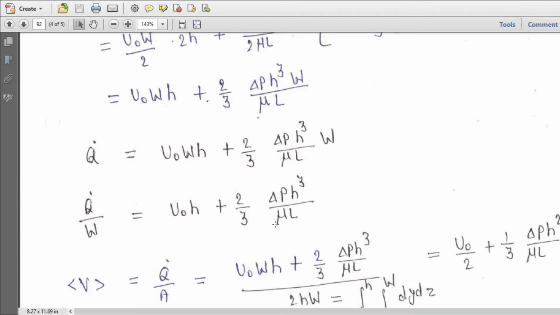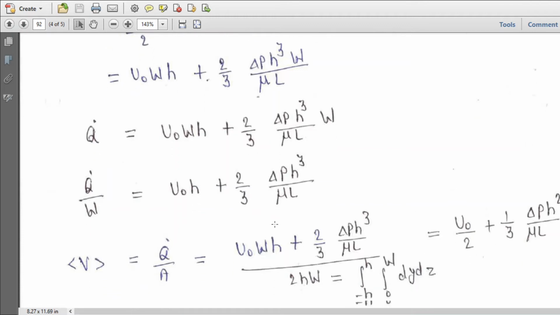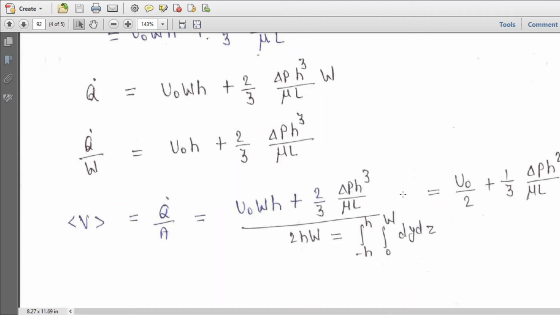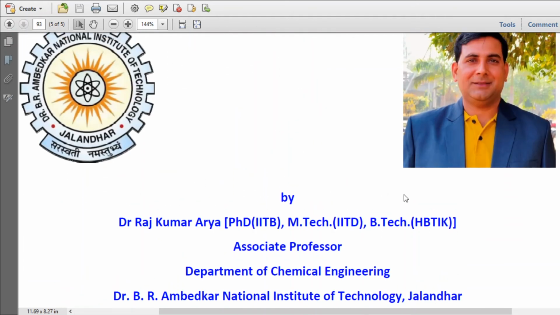From here we will get the average velocity. Average velocity is Q by A. We already have the width, so we divide by 2H here. So we get the average velocity: U naught by 2 plus 1 by 3 delta P H square by mu L. So this is the average velocity.